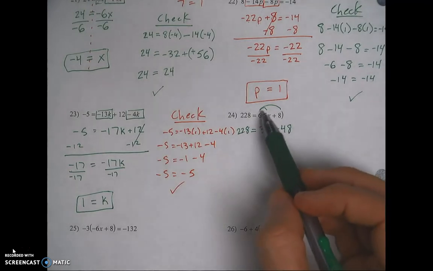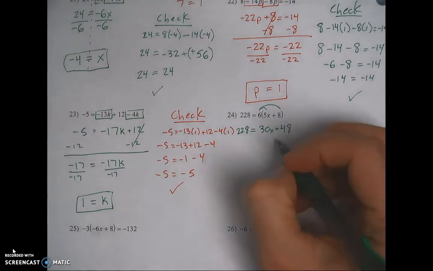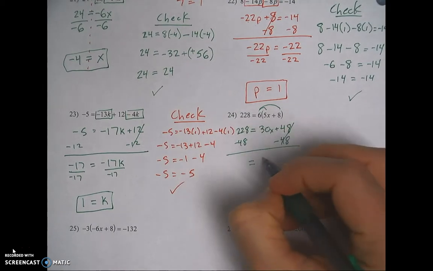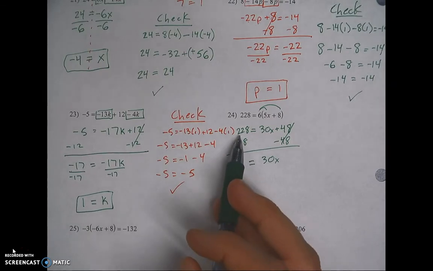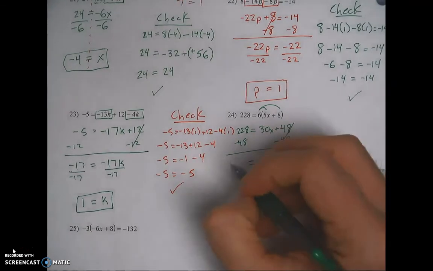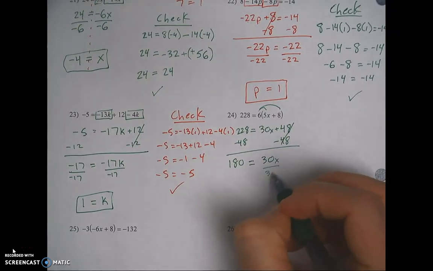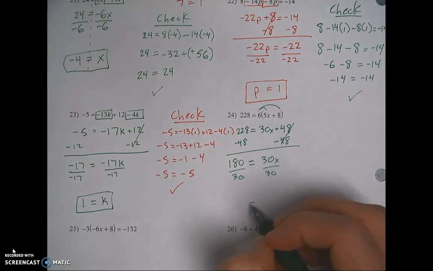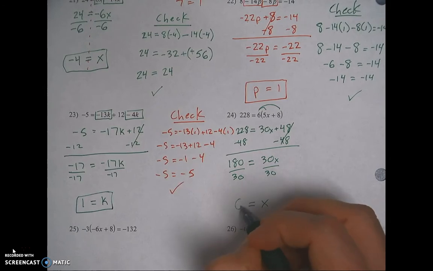Okay, so step 1, simplify. Step 2, just solve your two-step equation. So I'm going to minus 48 on both sides, leaving me just 30x. You have a calculator at this point, use it. 228 minus 48, it's going to leave you 180. 30 times x means I'm dividing. This cancels, or basically becomes a 1x. And when I divide here, that is 6.